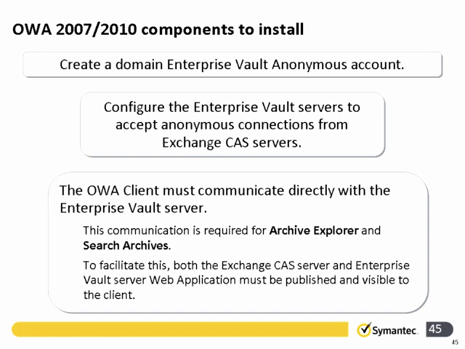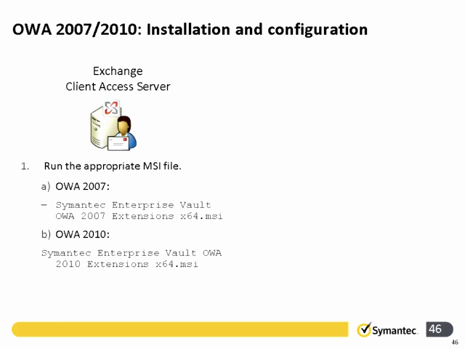And if we're going to be doing this, then the Outlook Web Access client has to be able to see the Enterprise Vault server's web application as well as having access to the client access server. And this is called publishing from a Microsoft standpoint. So to do the installation on the Exchange Client Access Server, you run the appropriate Windows installer file. Again, if it's a 2007 Client Access Server, you run the 2007 version of it. If it is the 2010 Client Access Server, you run the 2010 version of it.